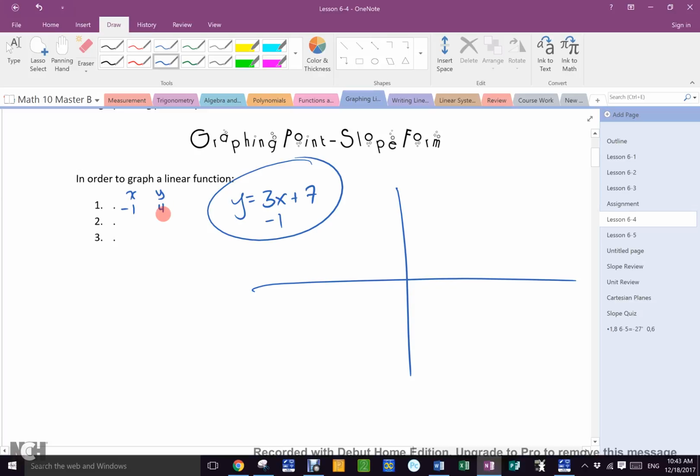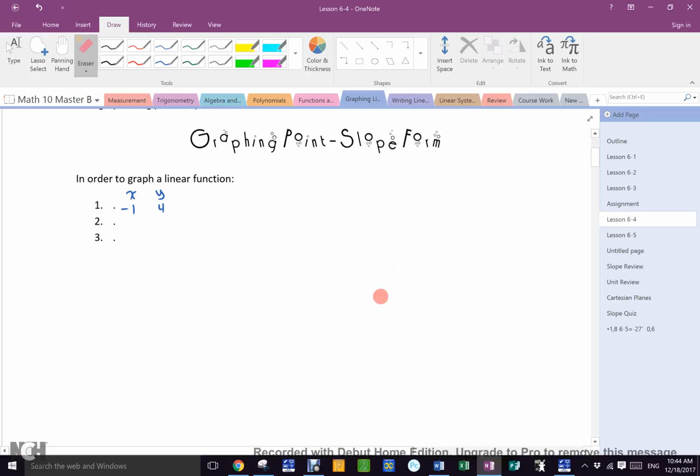Input another coordinate. 4. Where would that go? For x. So what would be the y? 19. Excellent. So what do we do with those inputs and outputs? We make a table of values. X, Y: -1, 4; 4, 19. And now we could graph it, just like we learned last year, right?